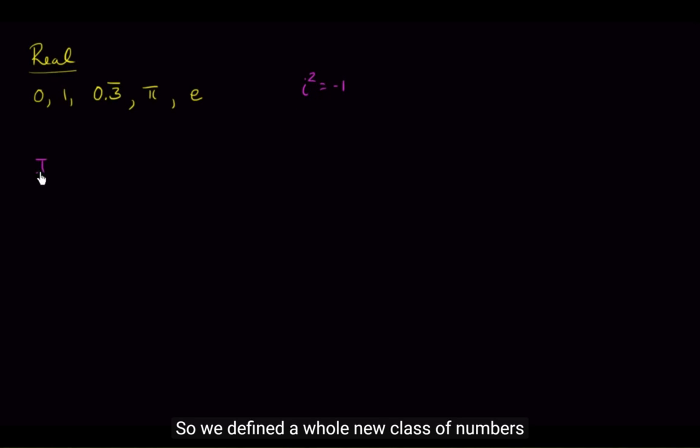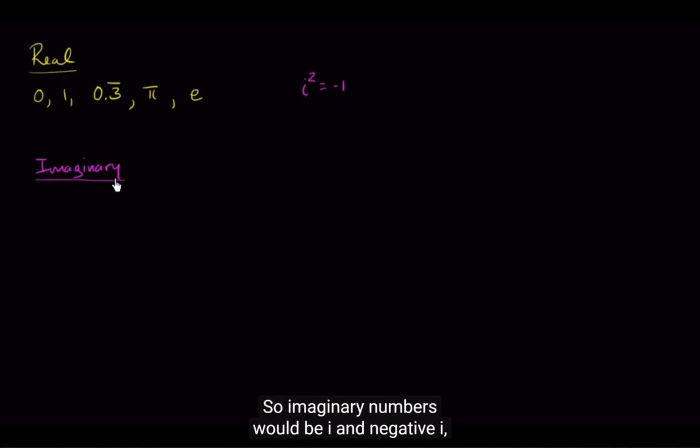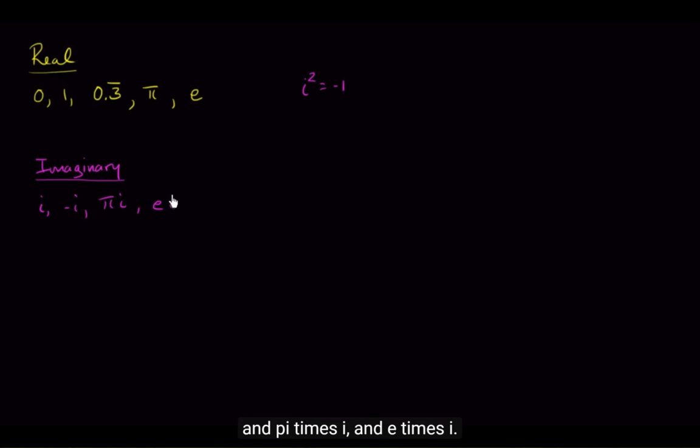And so we defined a whole new class of numbers, which you could really view as multiples of the imaginary unit. So imaginary numbers would be i and negative i and pi times i and e times i. So this might raise another interesting question. What if I combined imaginary and real numbers? What if I had numbers that were essentially sums or differences of real and imaginary numbers?